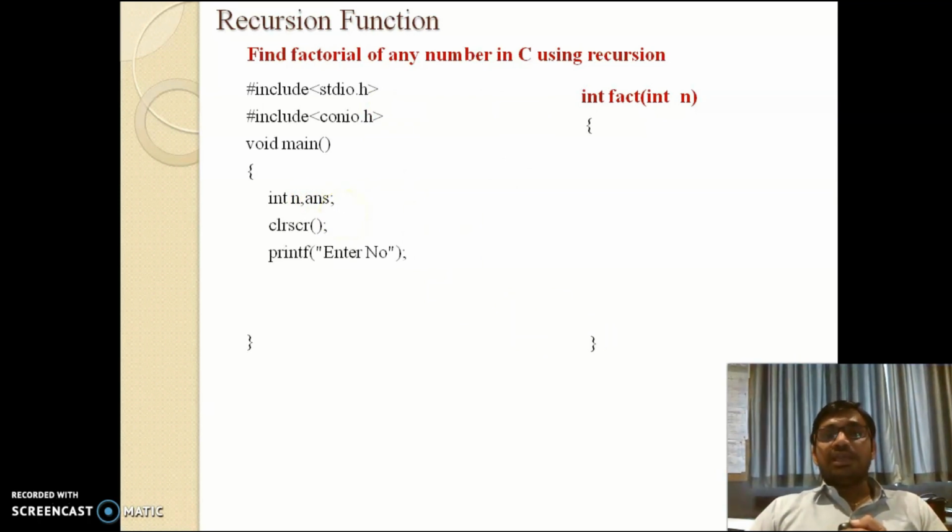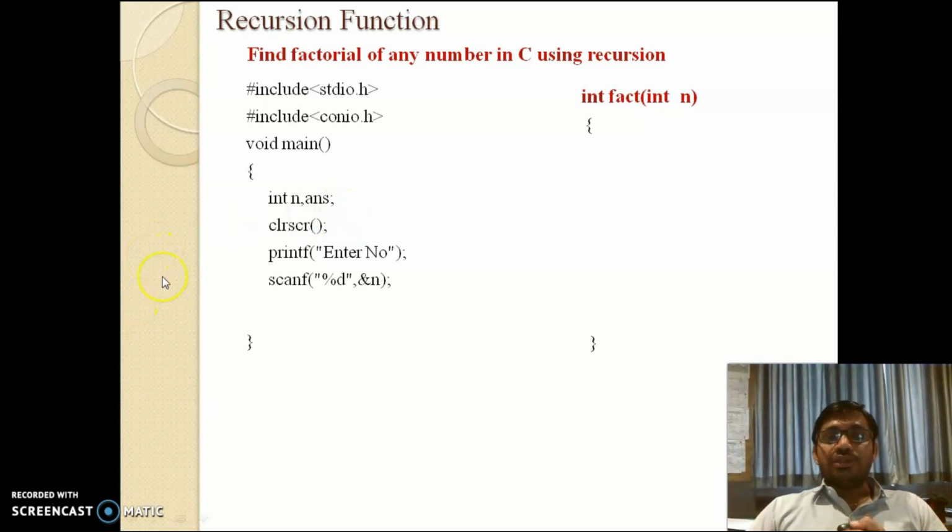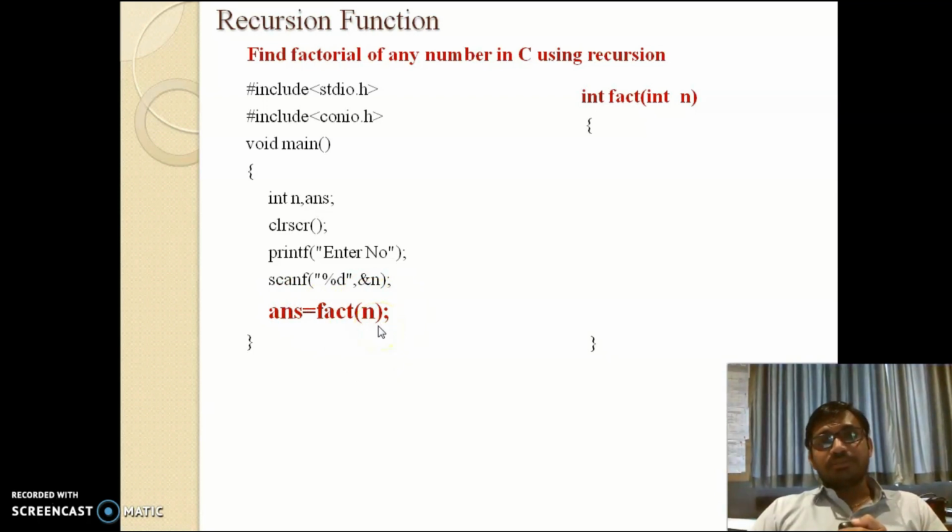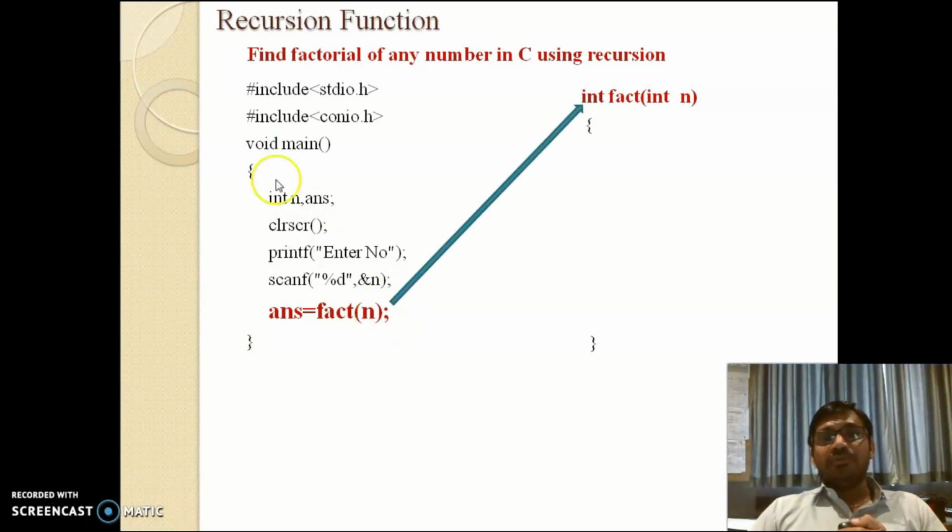Then we are getting one value from the user, so we use scanf to get the value from the user. Then we are calling one function. The name of the function is fact. In that we are passing n as an argument. So when we call this function, at that time your control will jump outside the main function, and will jump to the factorial function.